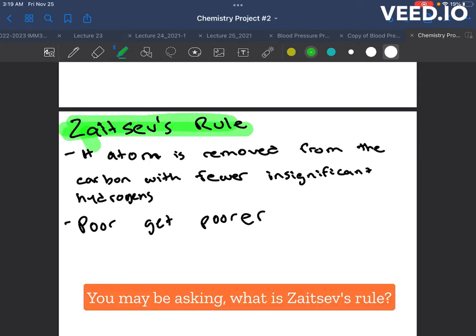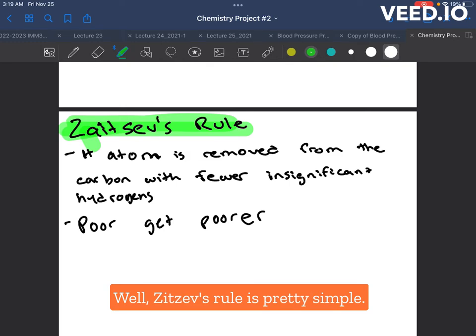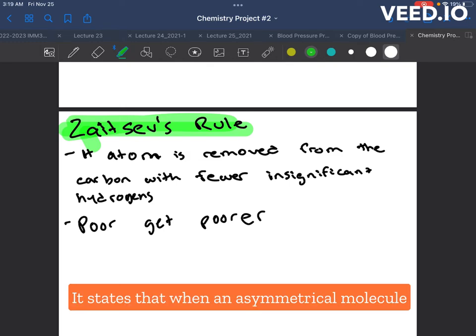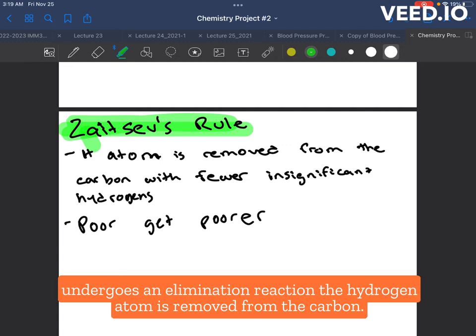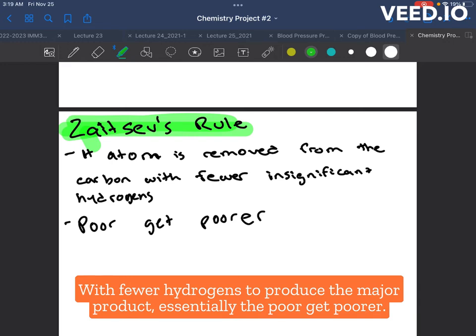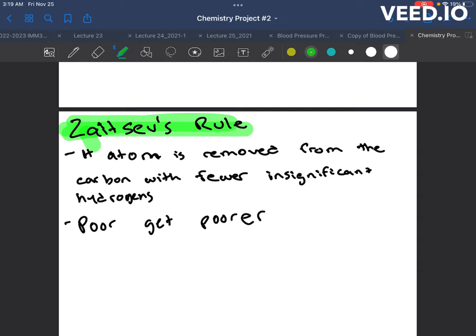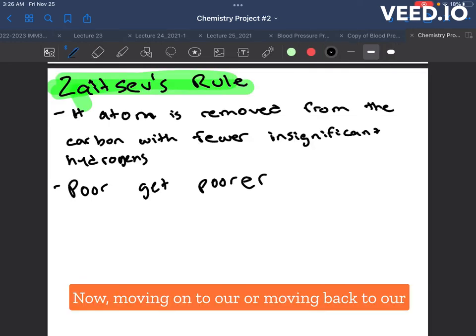You may be asking, what is Zaitsev's rule? Well, Zaitsev's rule is pretty simple. It states that when an asymmetrical molecule undergoes an elimination reaction, the hydrogen atom is removed from the carbon with fewer hydrogens to produce the major product. Essentially, the poor get poorer. Now, this rule is used to predict the product. It is instrumental in predicting the product.